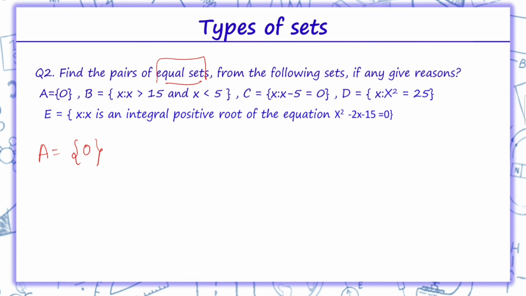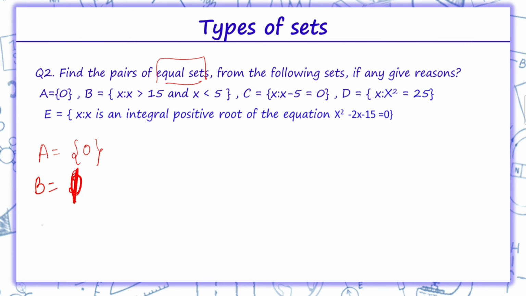We'll write 0. B is what? x such that x is greater than 15 but it is less than 5. So what will come in B? It will be greater than 15 but less than 5. So as we know, there is no such number which is greater than 15 but less than 5. So we'll represent it by ϕ, because there is no element which is greater than 15 and less than 5. Therefore, we'll call it an empty set. Empty set is always represented by this ϕ only.